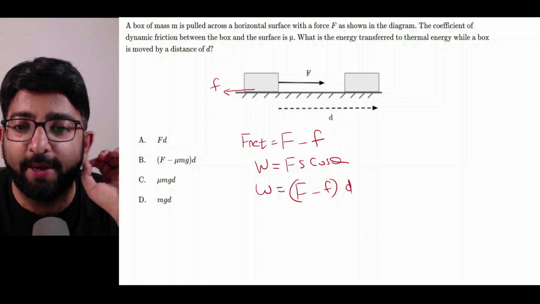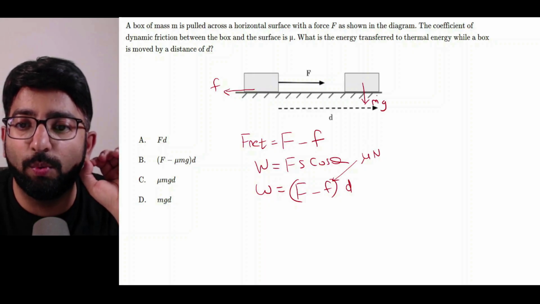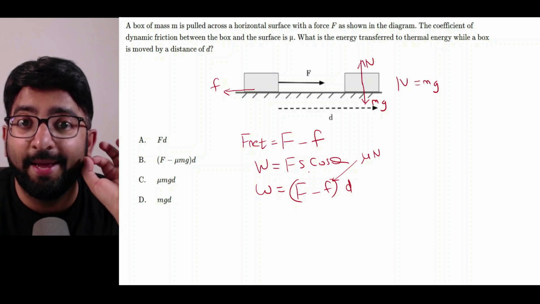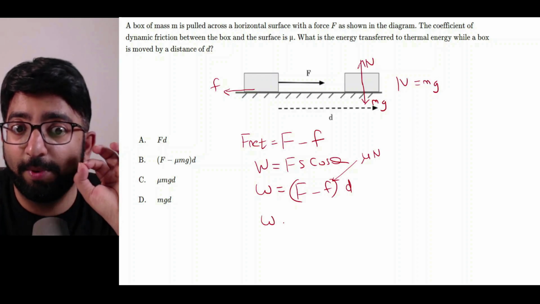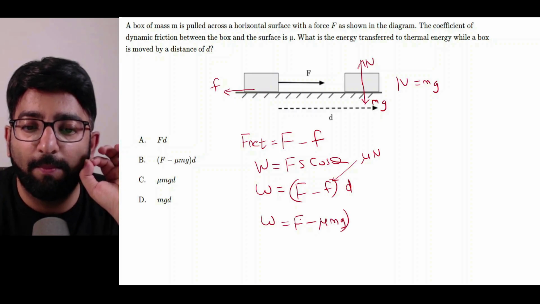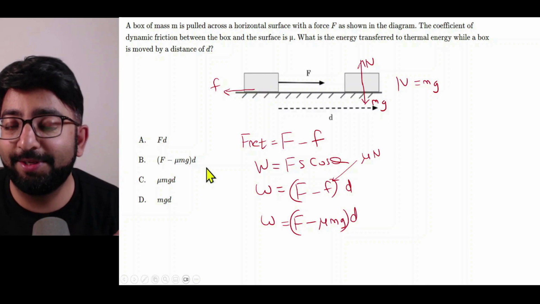So we will write d, and friction is nothing but mu times the normal reaction, and normal reaction in this case will be equal to the weight of the object. So N and mg are equal. Hence, we can write down the final formula for work done as capital F minus mu mg, multiplied by d. And based on this, students pick option B as the answer.